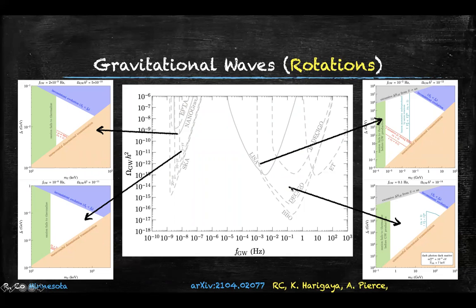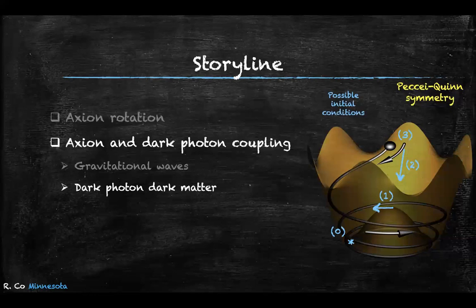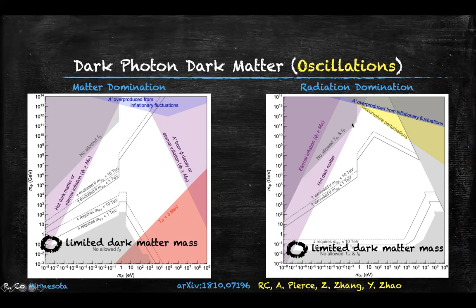So that's the idea for gravitational wave production. But we can ask the question of, can we actually make the dark photon the dark matter candidate in our scenario? Then what we have to look at is that first, let's understand the limitation for the conventional case, the oscillations.